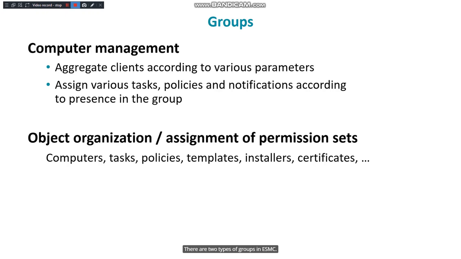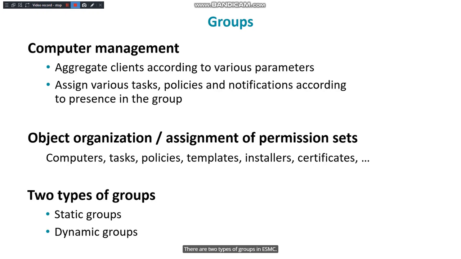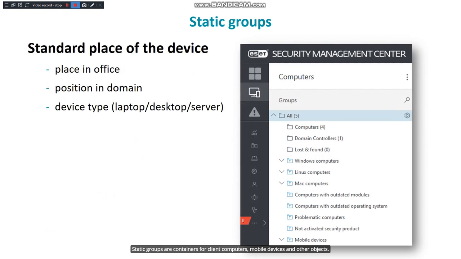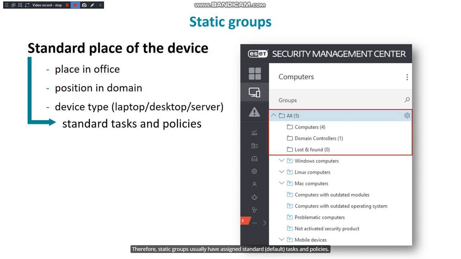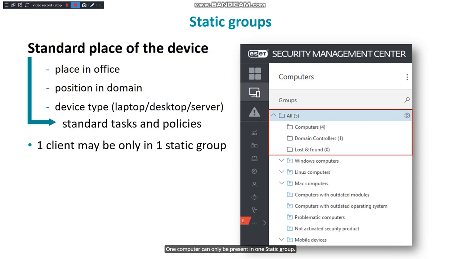There are two types of groups in ESMC: static groups and dynamic groups. Static groups are containers for client computers, mobile devices and other objects. They can represent standard placement of the device or standard state of the device that is presumed not to change easily. Therefore, static groups usually have assigned standard default tasks and policies. One computer can only be present in one static group.